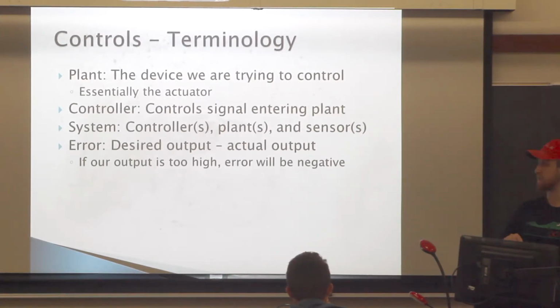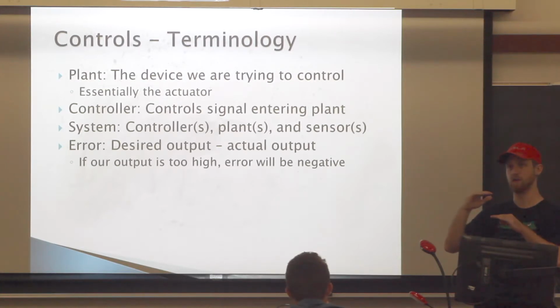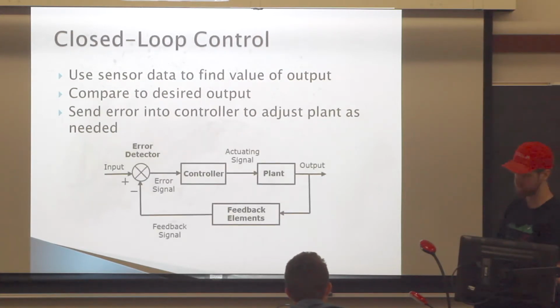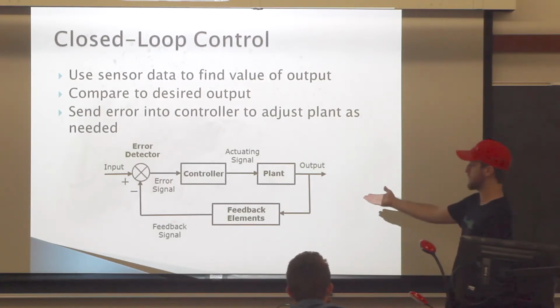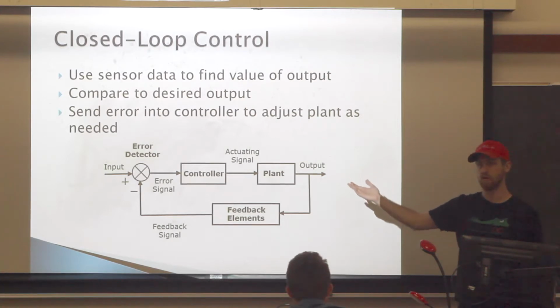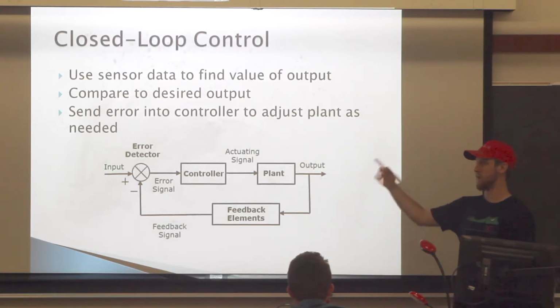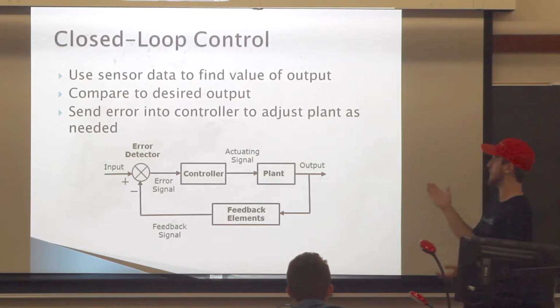And the error is the difference between our actual and desired output, where if the output is bigger than desired, the error is considered negative, and positive the other way around. So, closed loop control. The idea is we can use a sensor to see how close we were to our desired output, and we send that back through, and we figure out what to do based on that.